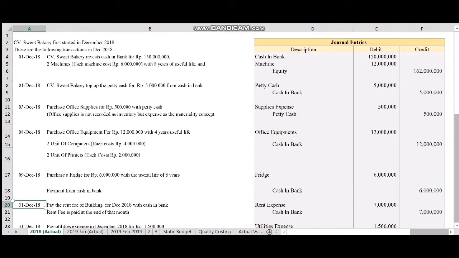Next, 31st of December 2018, pay the rent fee of building for December 2018 with cash in bank. Rent fee is paid at the end of that month. The journal entry is rent expense to cash in bank for 7 million.